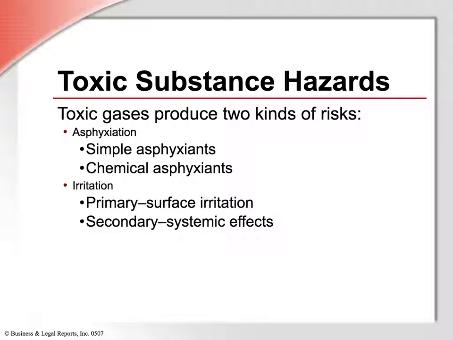Irritant or corrosive atmospheres can be divided into primary and secondary groups. Primary irritants cause surface or skin irritation and don't affect the entire body. Examples are chlorine, ozone, hydrochloric acid, hydrofluoric acid, sulfuric acid, nitrogen dioxide, ammonia, and sulfur dioxide. A secondary irritant may produce systemic toxic effects in addition to surface irritation. Examples include benzene and carbon tetrachloride.